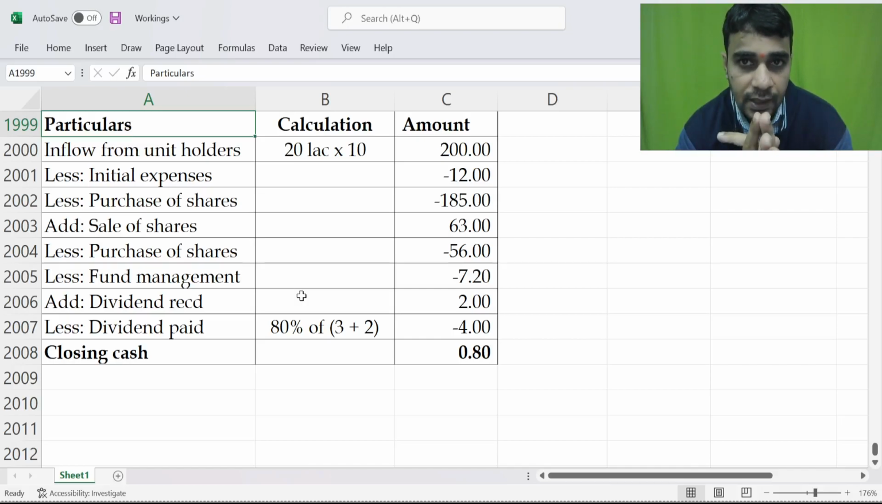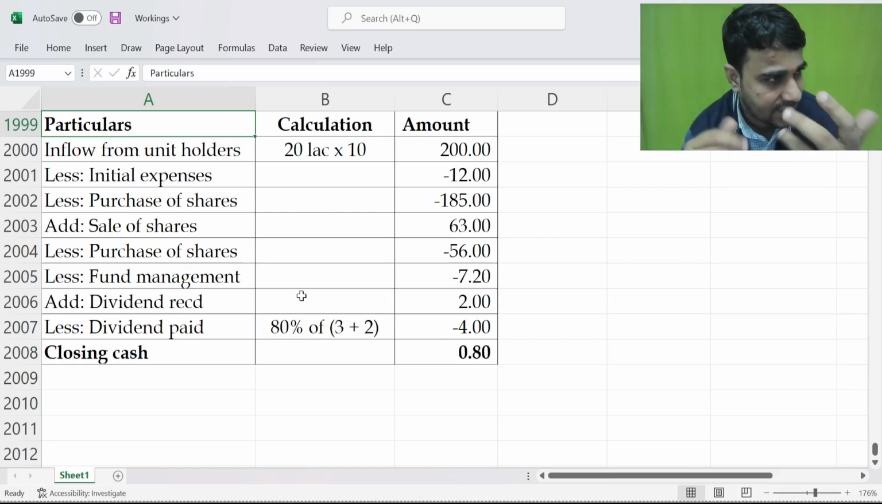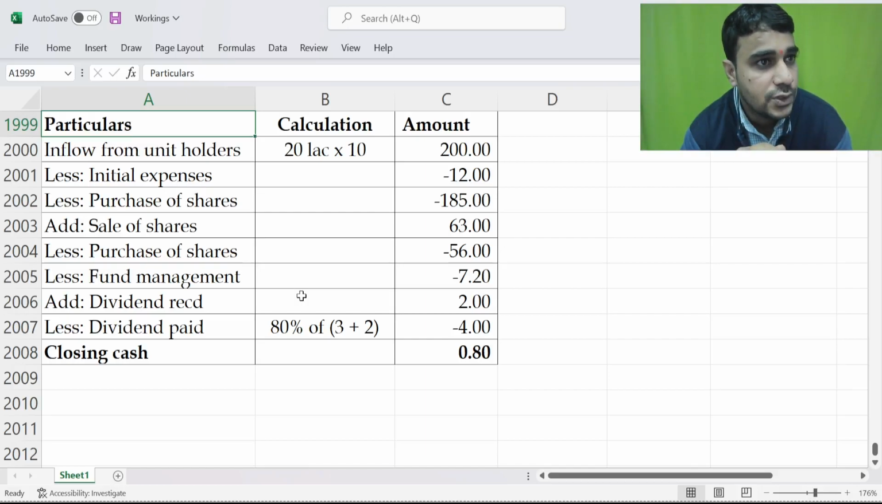Now listen, I have been saying D1, CG1 at multiple places. So 80% of 3 lakh is CG1, because that is paid out of the capital gain, and 80% of 2 lakh is D1. It doesn't really matter from my calculation point of view. D1, CG1 is the same for us. It is technically the same. Any doubts on this?